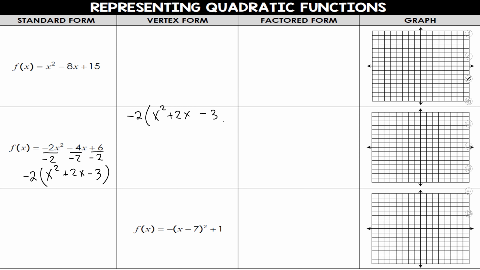Minus 3. Okay, so guys, what's half of 2? 1, so it'll be (x + 1) squared. What is 1 squared? 1, so I'm going to subtract 1 from here. -3 minus 1 is -4.